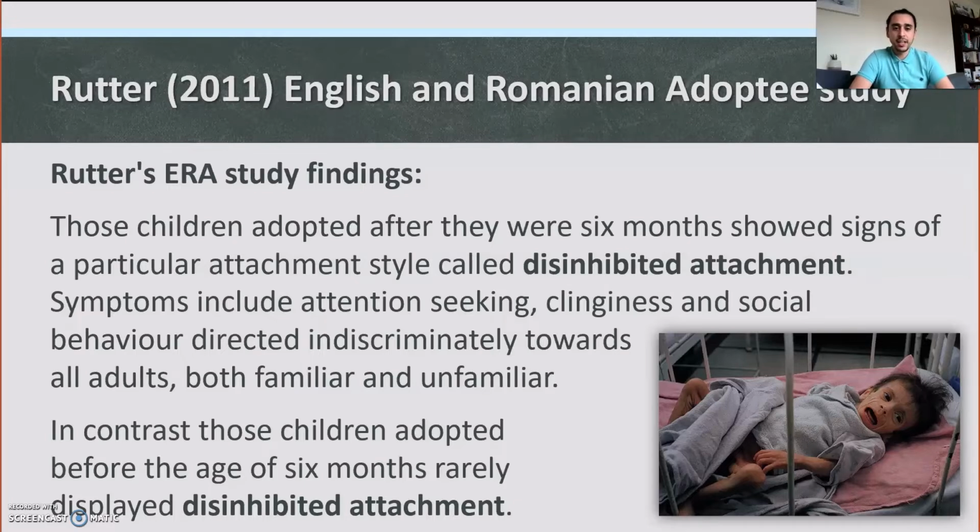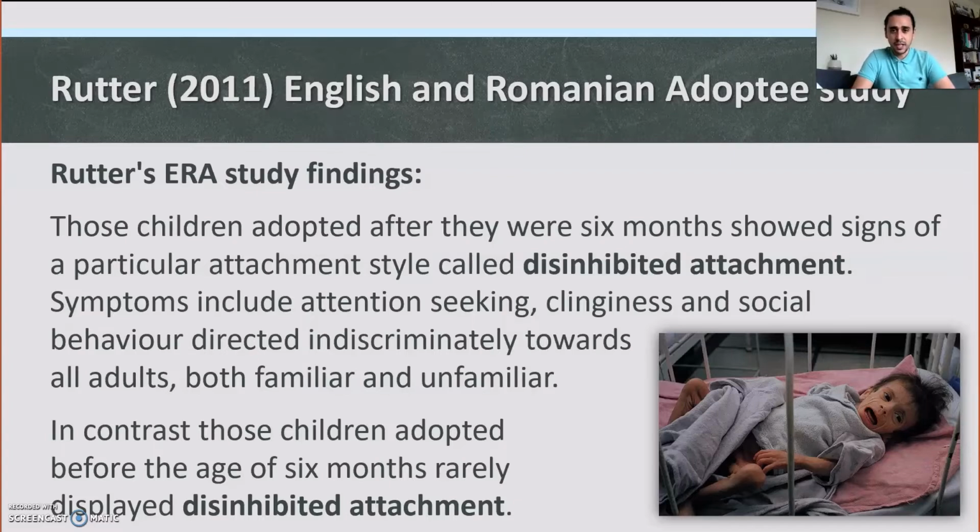Symptoms of a disinhibited attachment included attention seeking, clinginess, and social behaviour directed indiscriminately towards all adults, both familiar and unfamiliar. In contrast, those children adopted before the age of 6 months rarely displayed a disinhibited attachment. Now, this 6-month mark is really significant. It shows that if you were adopted after 6 months, you are more likely to have this disinhibited attachment and more likely to have a lower IQ. Those adopted before that had a perfectly normal IQ and were unlikely to display a disinhibited attachment.